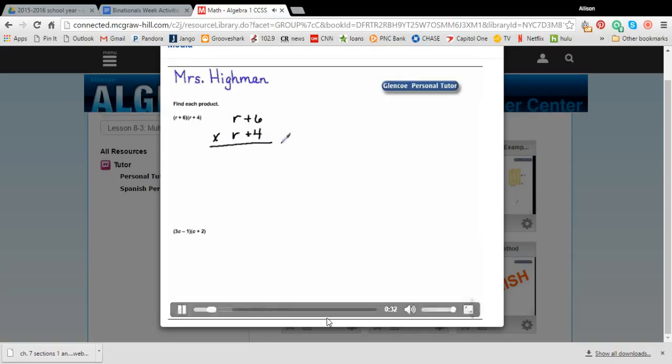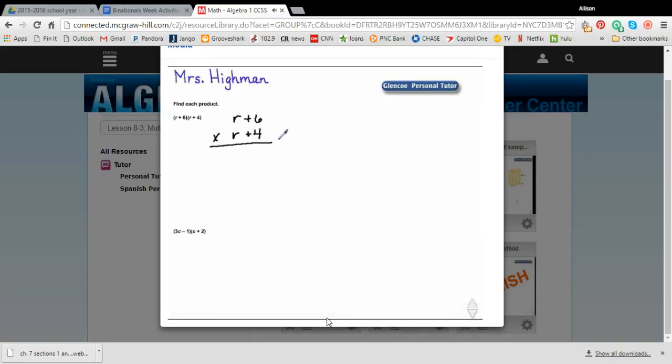So it's a little bit like doing two-digit multiplication, because we have to take this number 4 and multiply it by each term up above. So 4 times 6 gives us 24, and 4 times r gives us 4r. Those are both positive, so we have 4r plus 4 times 6 is 24.